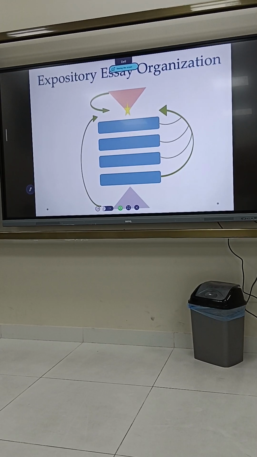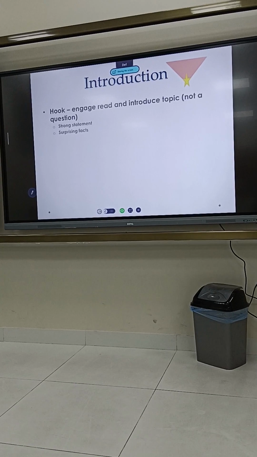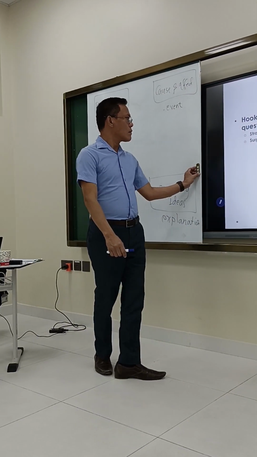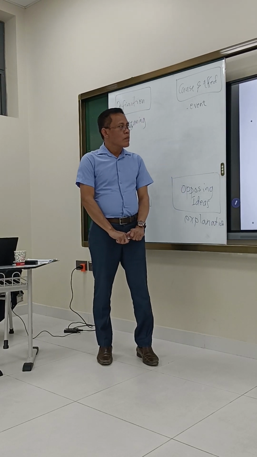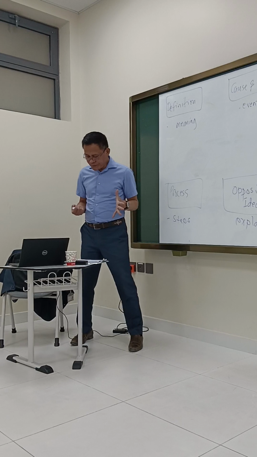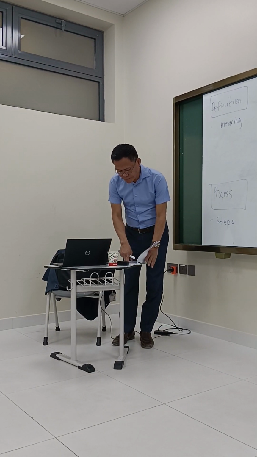Let's now look at the individual parts of the organization. The introduction paragraph can be split into three parts. The first part, again, is the hook. We mentioned it earlier. All that means is that the first sentence of the essay should engage the reader, grab their attention, and introduce the subject in an interesting way.